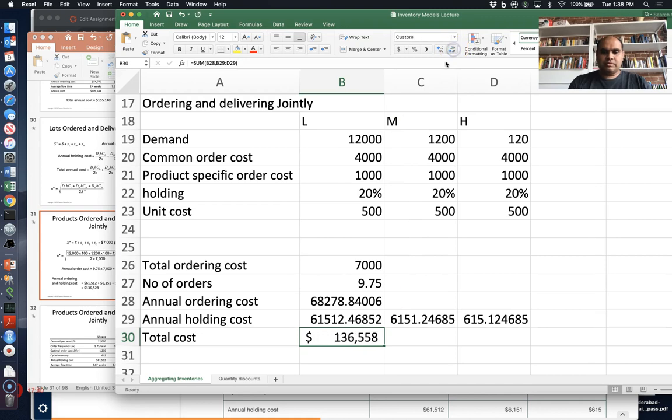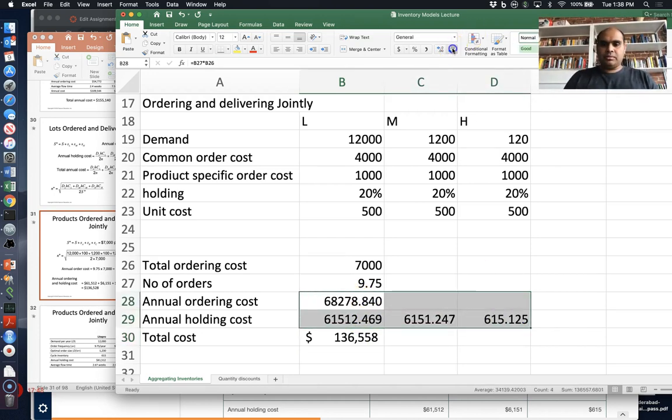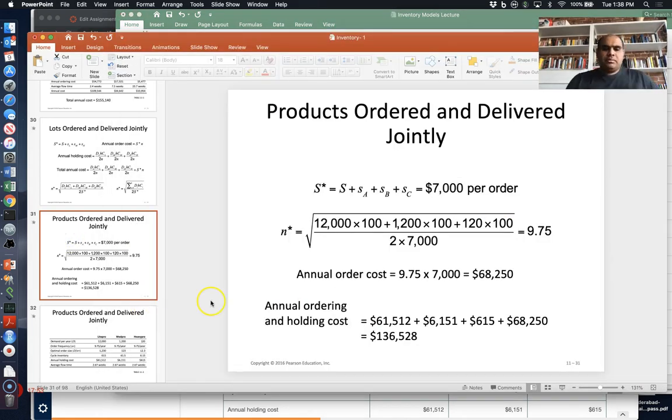No decimals. So $136,558. So that's what we have. Again, okay, so it's slightly different from that, but it's just the rounding issues. They directly use 9.75 instead of the actual number. We don't round it up to 2 decimals. So that's what you have. So this is what happens when you're doing that.